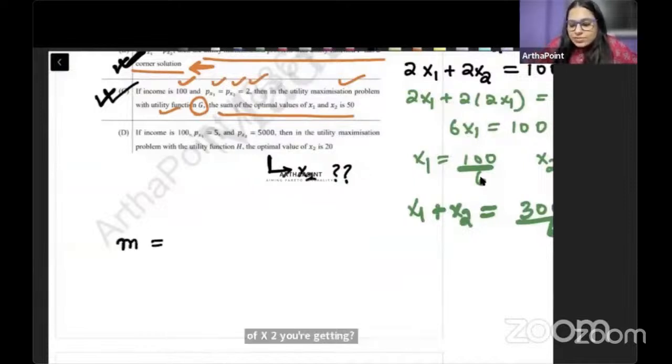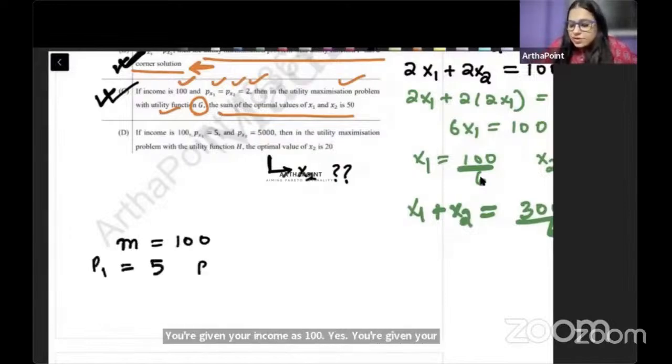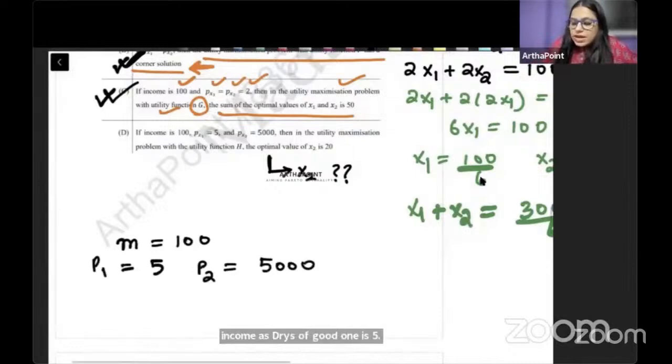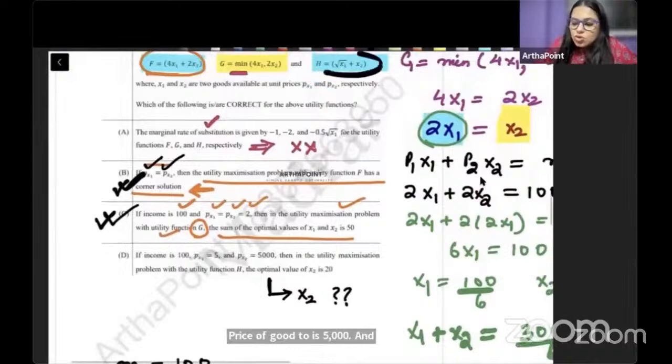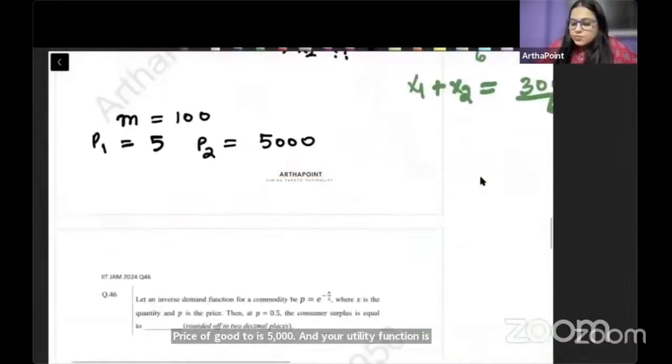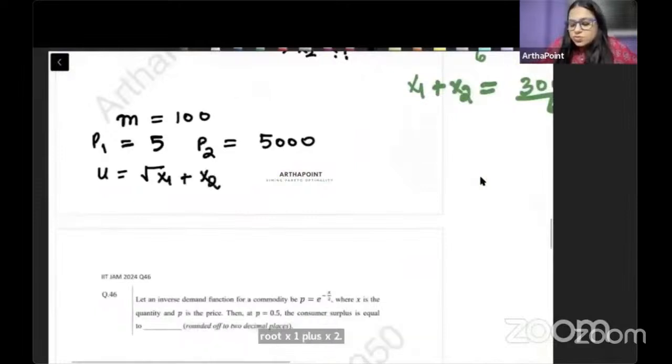You're given your income as 100. Price of good 1 is 5. Price of good 2 is 5,000. And your utility function is root x1 plus x2. Look carefully, your utility function is root x1 plus x2. What will be your MRS, beta?